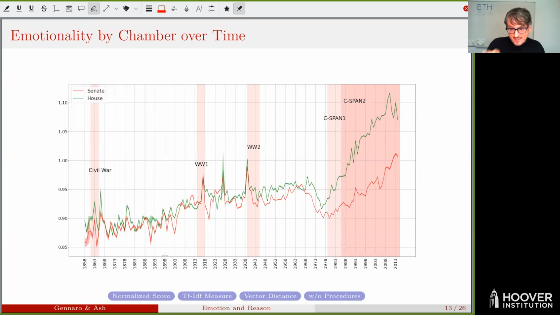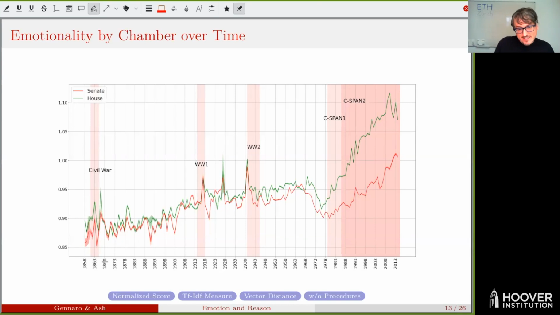In order for these long-run comparisons of emotionality over time to be valid, our measurement has to be valid over these long time periods. What you'd be worried about potentially is that our measure of emotion and reason words is biased because it's from a recent lexicon that just came out 10 years ago, and the set of words that are emotional or not might be different 100 years ago.